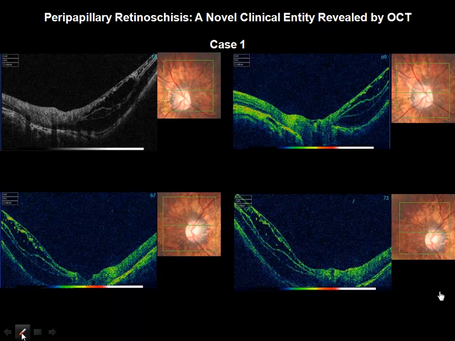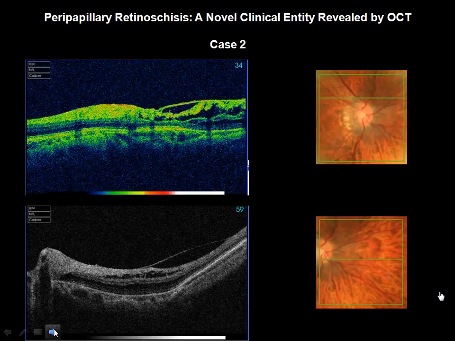So these splits are interesting. The question is, do they have any clinical significance? And we'll get to that in just a couple of moments. Here's another patient with peripapillary retinal schisis and high myopia. Multiple splits within the retina. And we can see what may be traction right over here.